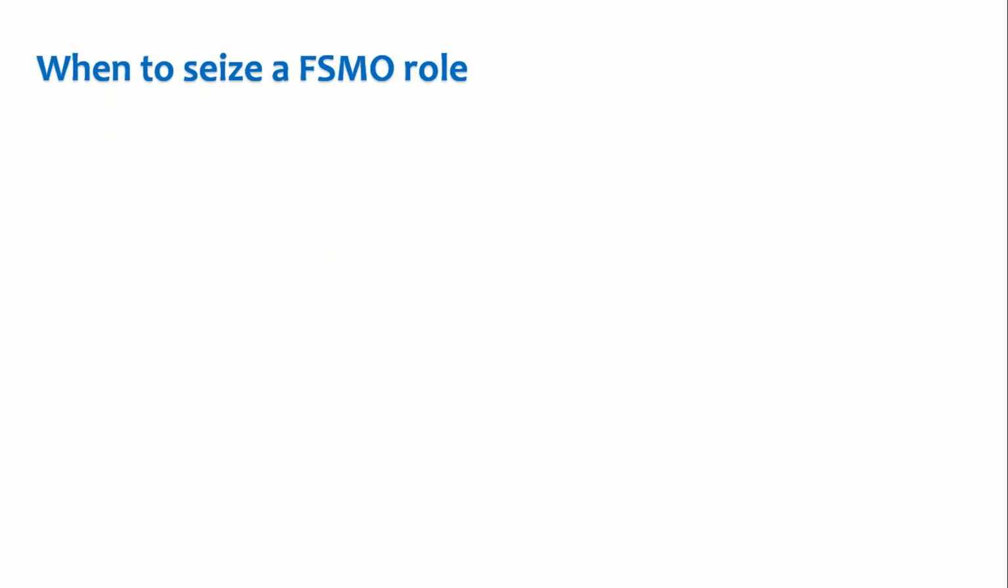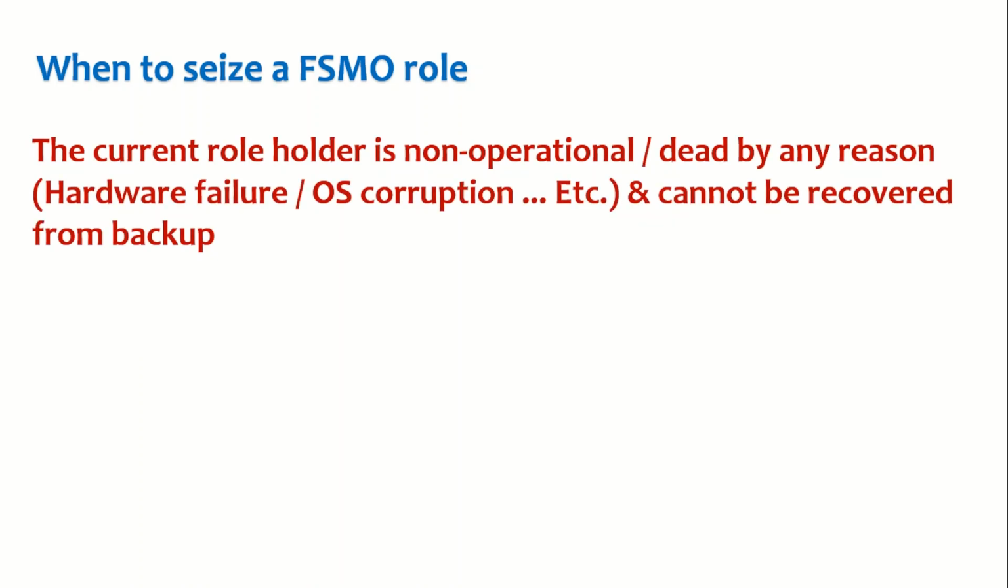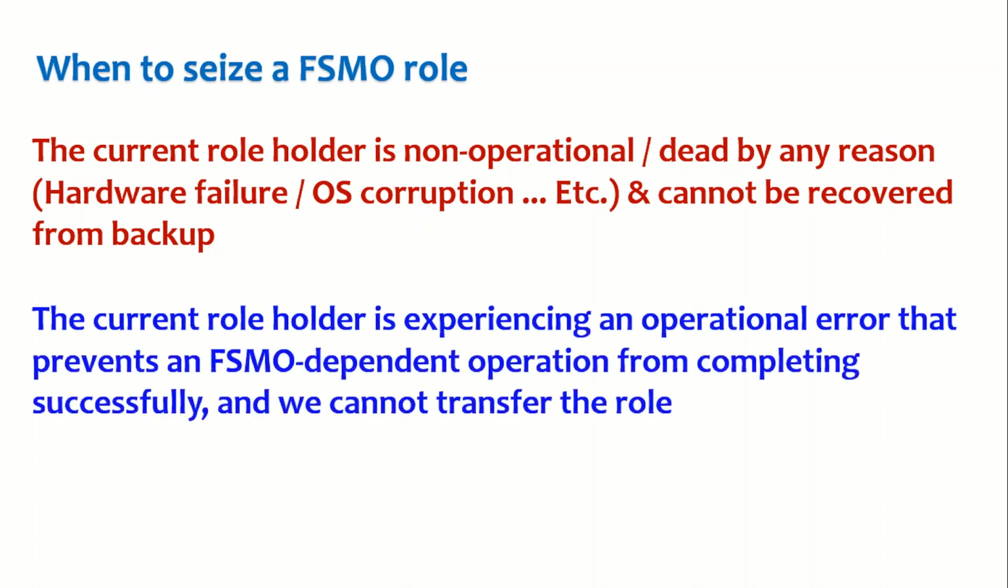So when should we seize an FSMO role? When the current role holder is non-operational or dead for any reason, such as hardware failure or operating system corruption, and it cannot be recovered from backup. In such situations, we don't have any choice; we need to seize the role. Also, let's say the current role holder is experiencing an operational error that prevents an FSMO-dependent operation from completing successfully, and we just cannot transfer the role. In this scenario, we need to go ahead and perform FSMO seizing.